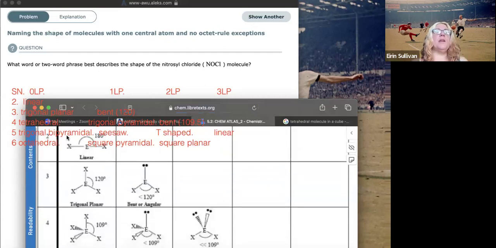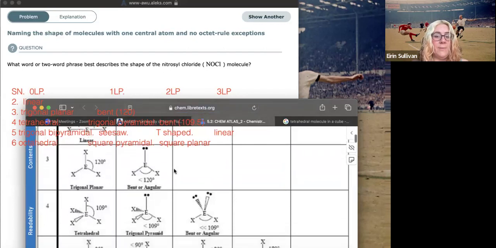If our steric number is 3, so if all of those groups around the central atom are just atoms, our molecular geometry will be trigonal planar. But if one of those groups is a lone pair, what do we see that is not the lone pair? That shape is what we call bent or angular. And the ideal bond angle for that would be 120 degrees.